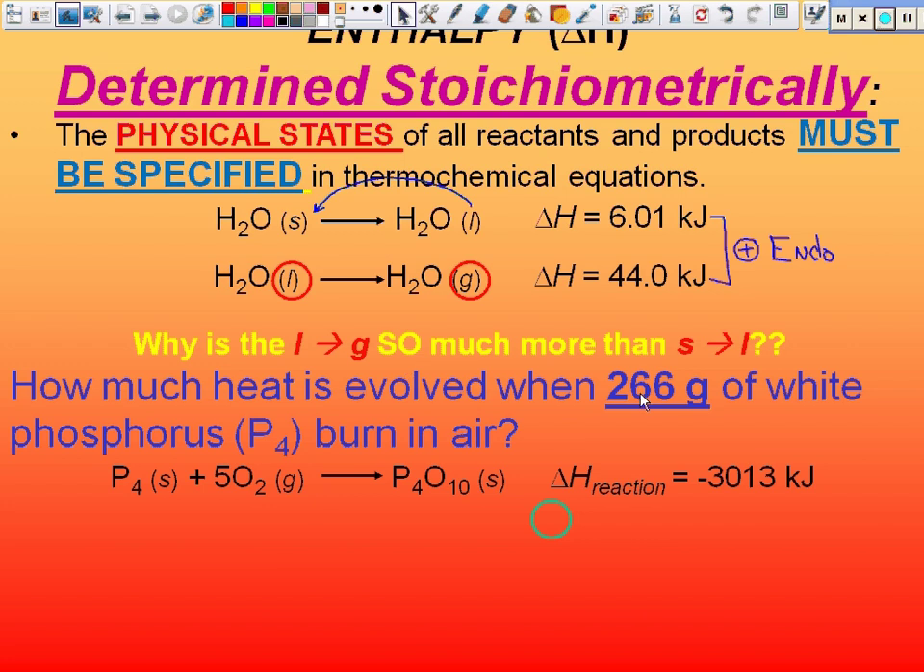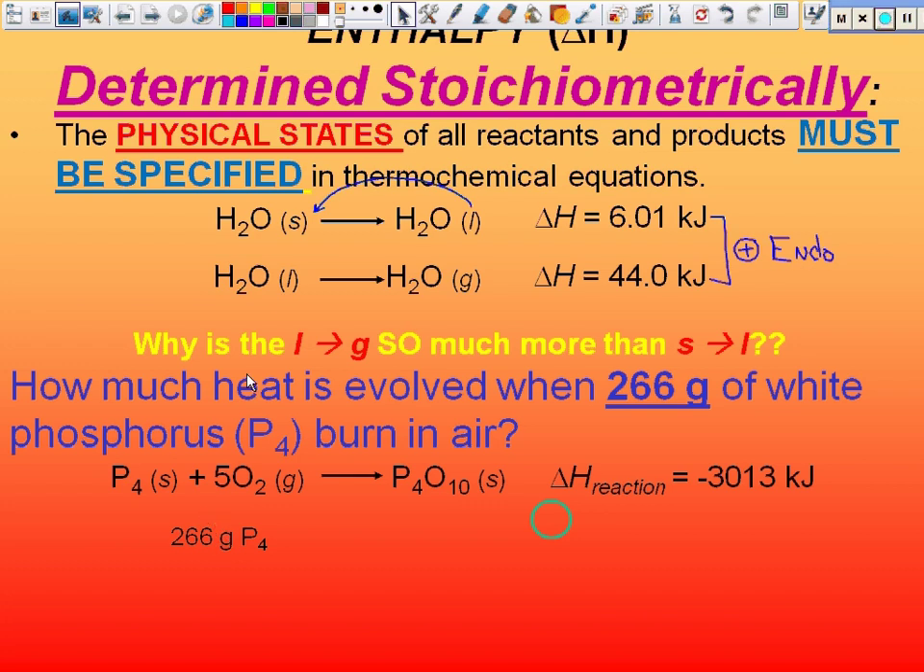266 grams. Now, notice what it said. When 1 mole of phosphorus, when P4 burns, it gives off negative 3,013 kilojoules. But is 266 grams 1 mole of P4? No, it's not. So this is what we've got to do. I don't think you have this written, right? So start with 266 grams of P4. I think you have to write this down.